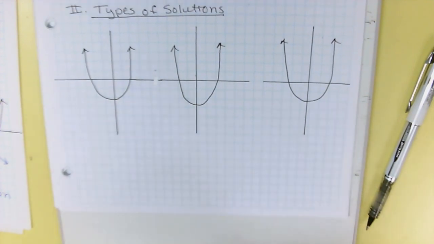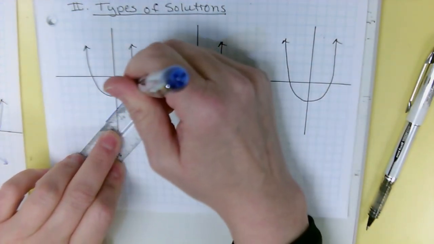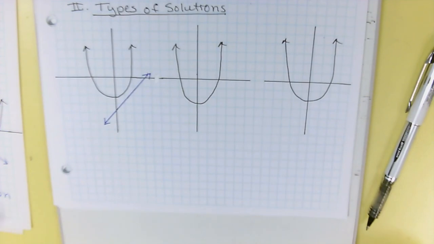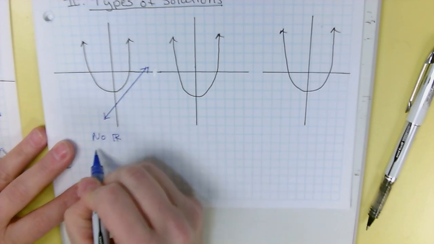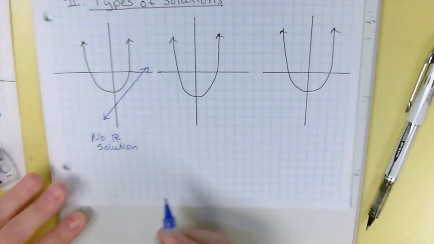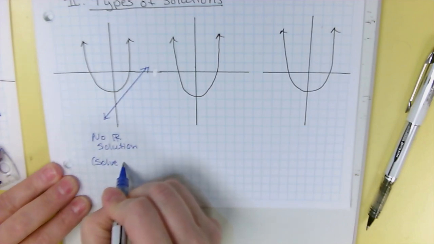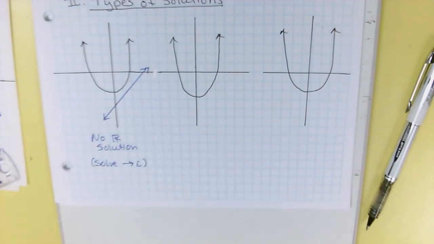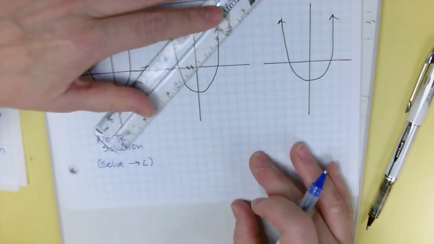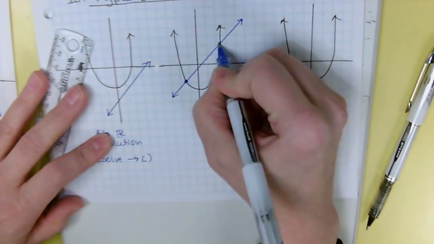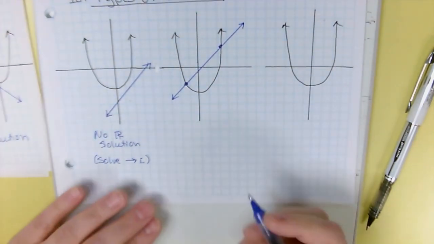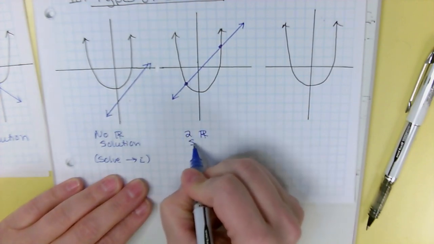The first case is where your linear equation completely misses the parabola. It doesn't even intersect with it. In that case, there would be no real solution. When you solved it, you might get an imaginary solution, but you won't get a real solution because they never intersect each other. So that's possibility number one. Possibility number two, which is probably the most common, is that the line cuts through the parabola in two different places. In that case, you're going to get two real solutions.